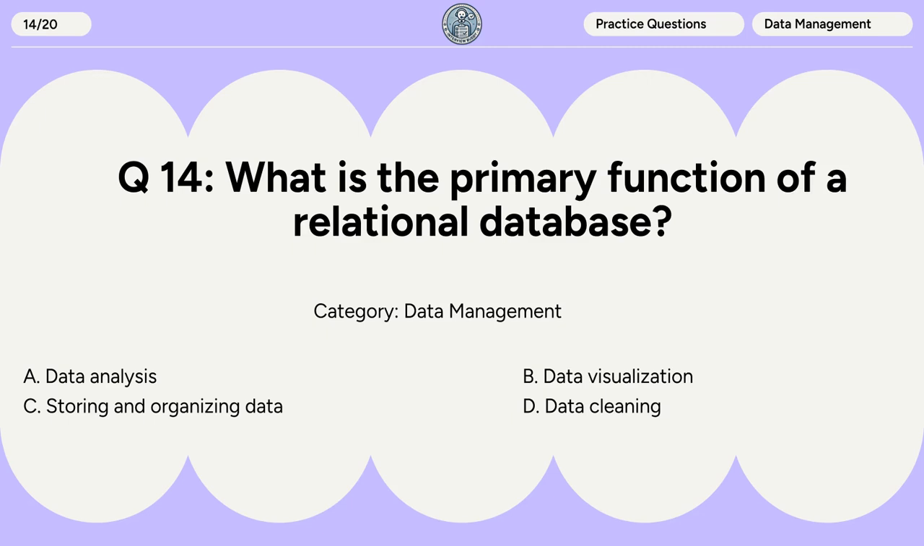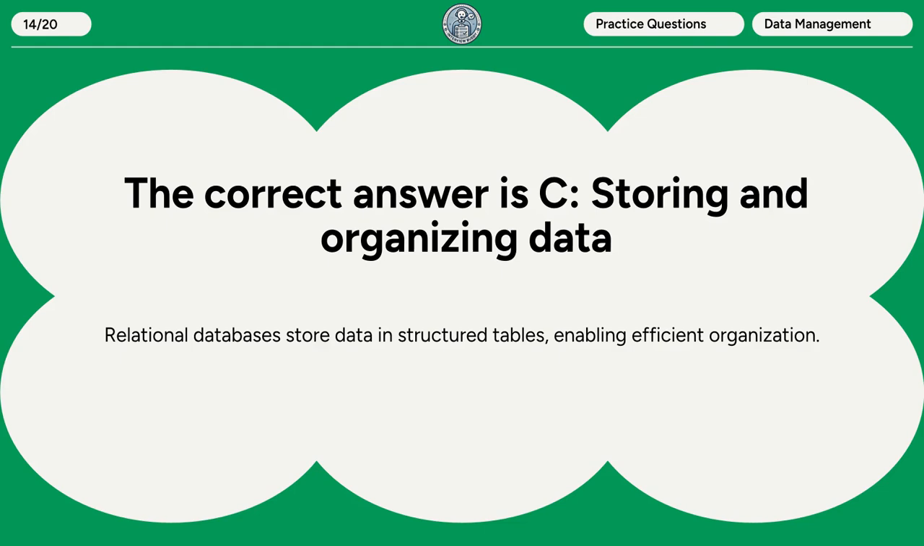Question 14. What is the primary function of a relational database? A. Data analysis. B. Data visualization. C. Storing and organizing data. D. Data cleaning. The correct answer is C. Storing and organizing data. Relational databases store data in structured tables, enabling efficient organization.